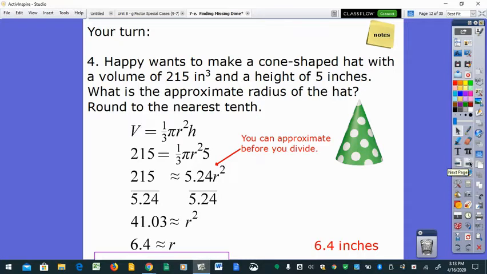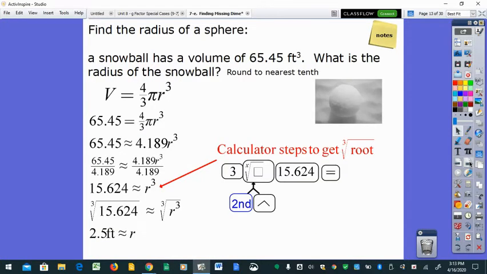So we've done a cylinder, and we've done a cone. We're now going to bring back a shape that we haven't worked with in a while, and that's going to be our sphere. Now the sphere's formula does not have a height in it, but it has a radius cubed. So that's going to be a little bit interesting at the end, but it's going to be the same start. We have a snowball. It's a sphere. Its volume is 65.45, and that's all we know.